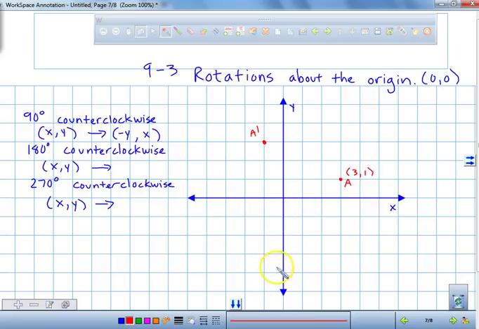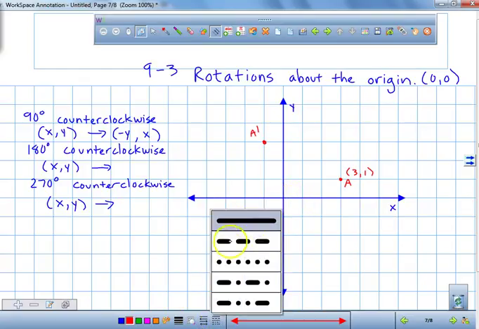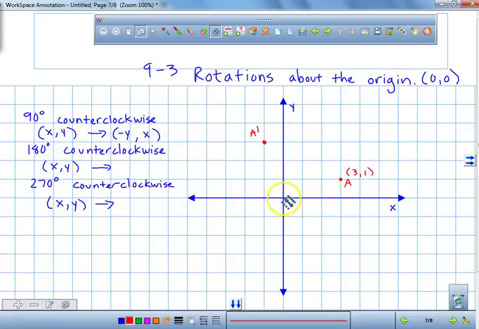Now how did I come to that? What is my x value? My x value was a 3. What was my y value? A 1. If that says negative y, that makes that a negative 1. And if I put an x there, that's still a positive 3. Now, I know it's kind of hard to see, so I'm going to try to draw it out so you guys can see what I just did there. From the origin to A prime, what kind of angle does that look like? It's a right angle, all right?